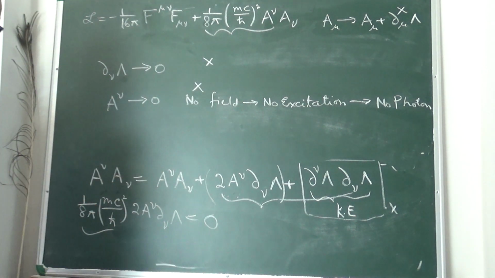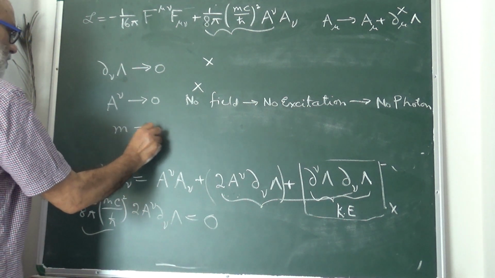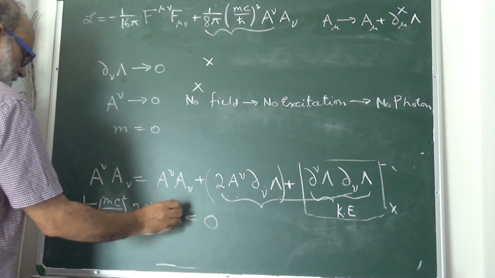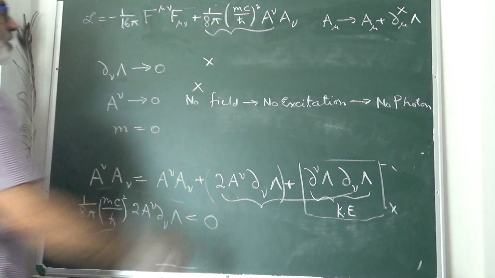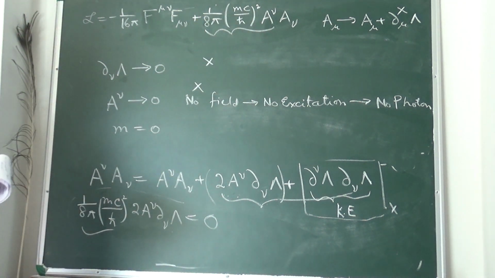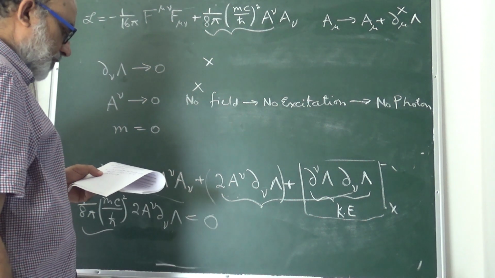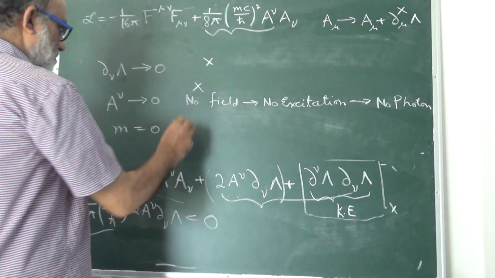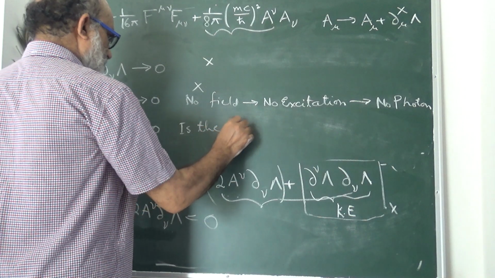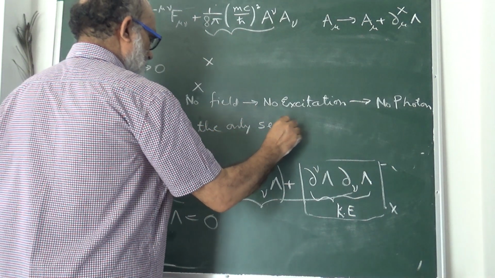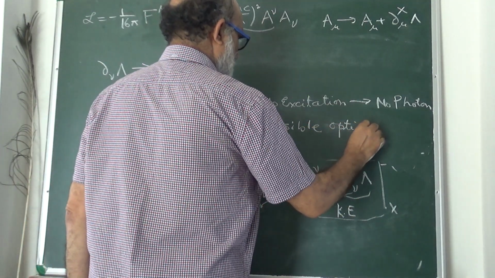The only thing which can be assumed is that we assume m to be 0. If you take m to be 0, this whole thing becomes 0, and then the Lagrangian becomes invariant. It means m equal to 0 is the only sensible option left here.